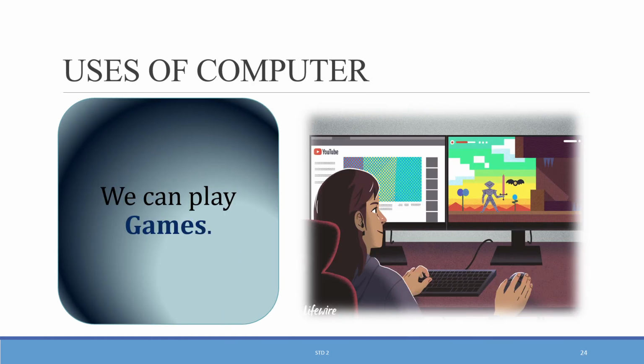Now see the next use. We can play games. What I am writing here? We can play games. See here, one woman is playing a game on this computer. You can see here, yes, she is playing a game on a computer, right? So another use of the computer is to play games. I think you are playing a game on a computer or mobile phone, right? Yes, I know you are playing a game on a computer. So you can know that a use of the computer is also to play games, right?